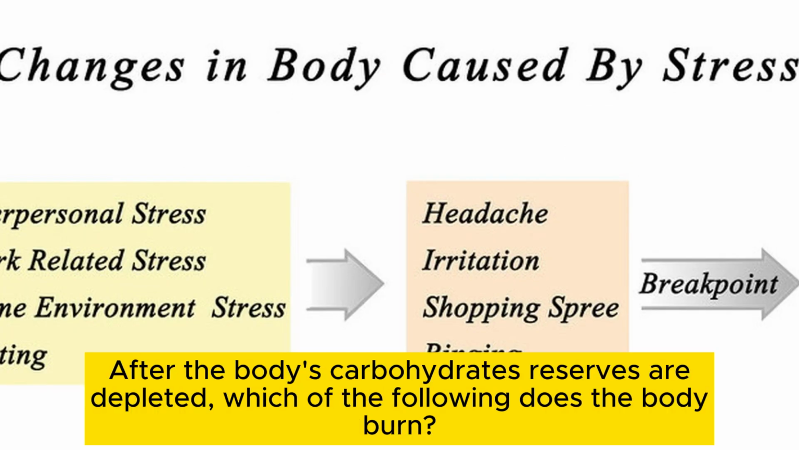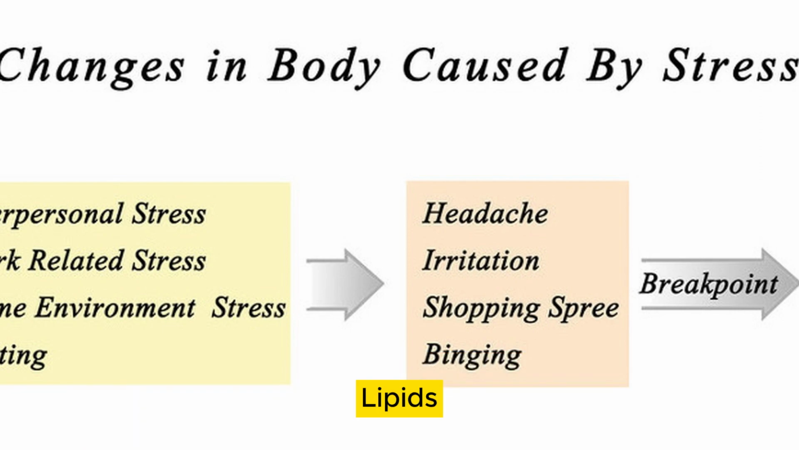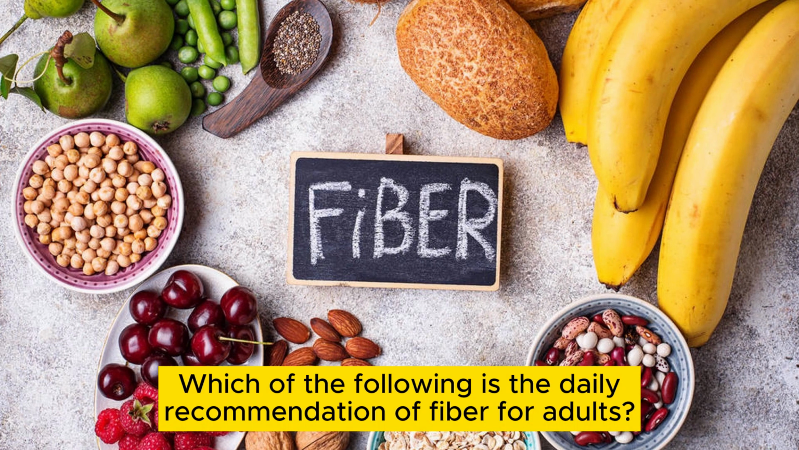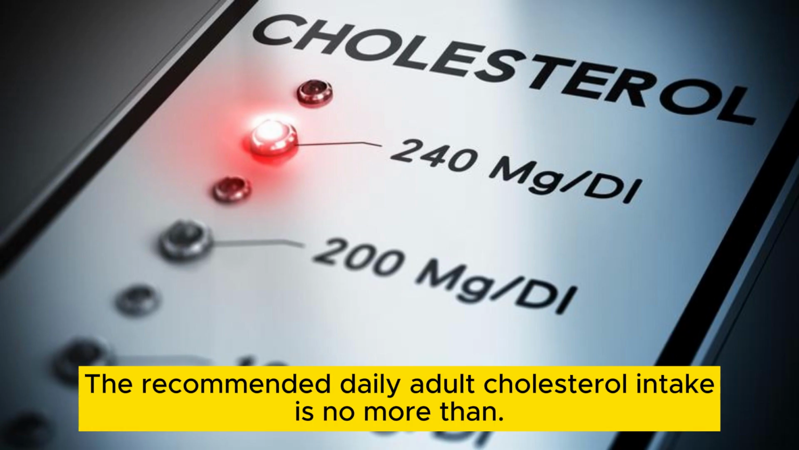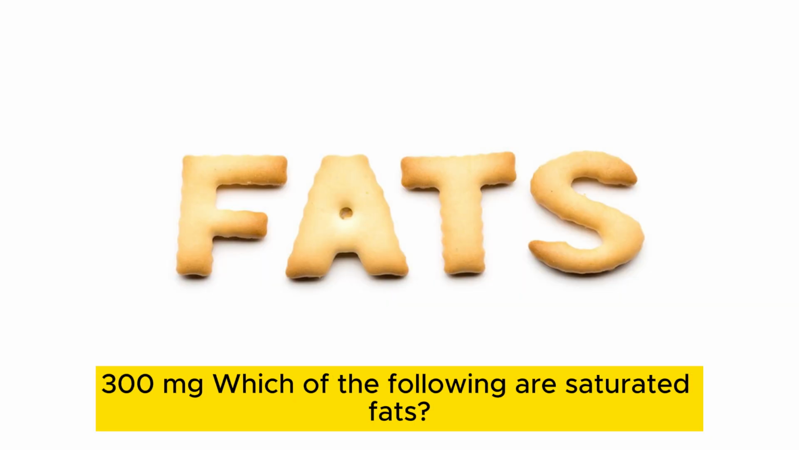Carbohydrates. After the body's carbohydrate reserves are depleted, which of the following does the body burn? Lipids. Which of the following is the daily recommendation of fiber for adults? 20 to 30 milligrams. The recommended daily adult cholesterol intake is no more than 300 milligrams.